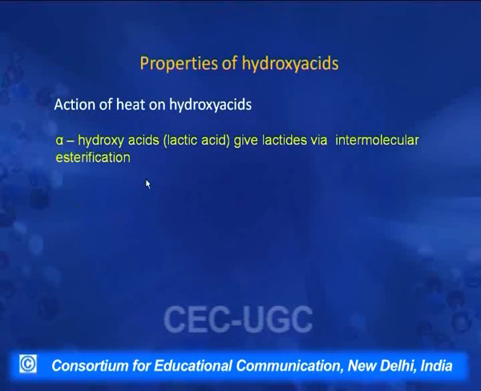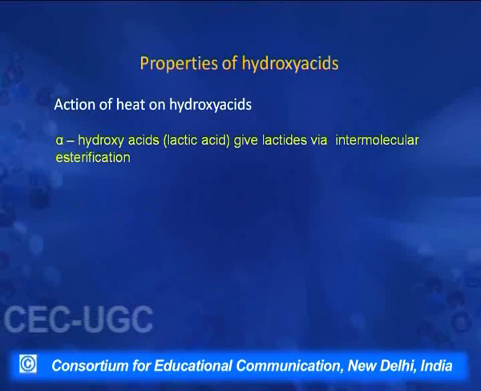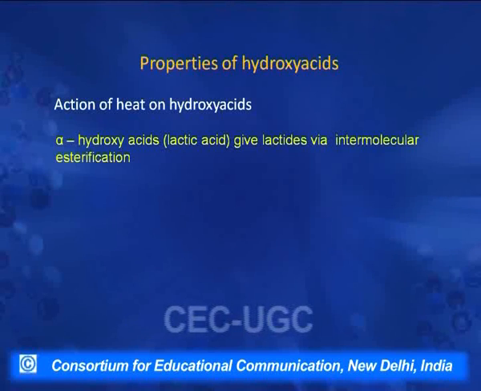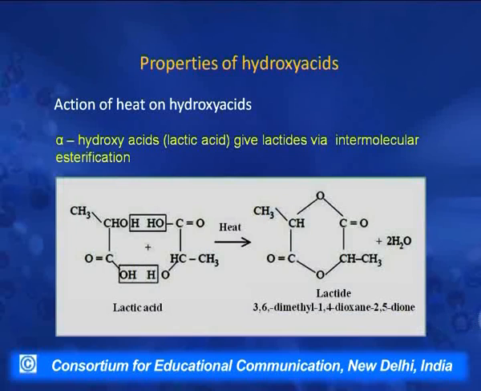What happens in this reaction? Two molecules of the alpha hydroxy acids react, and the hydroxyl of one forms an ester with the carboxyl of the second, and the hydroxyl of the second combines with the carboxyl of the first to form a diester like this. This is lactic acid. This is the COOH of the first lactic acid molecule, OH from here, and this is the second lactic acid molecule, this H from the hydroxyl, they eliminate water, and OH of this carboxyl and H of this alcohol, they eliminate water. So, we get a diester.